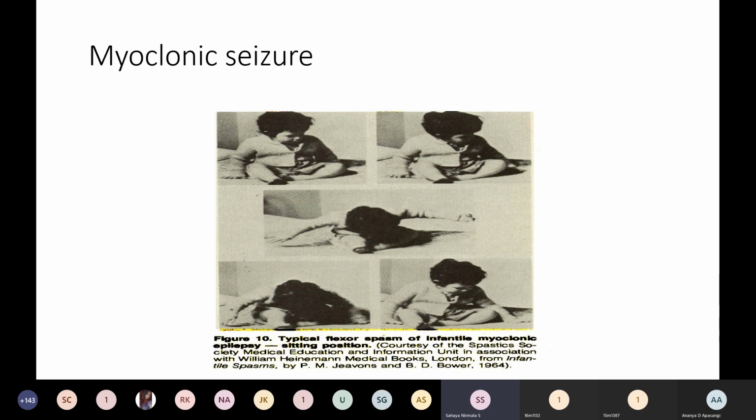So myoclonic seizure is, the child will just flex his body. So this is called the myoclonic seizure, flexor spasms as seen in West syndrome. So this is the typical myoclonic jerk, like an embracing movement. The hands will go apart and then the child will bring them together as if he is embracing something, in a jerk.